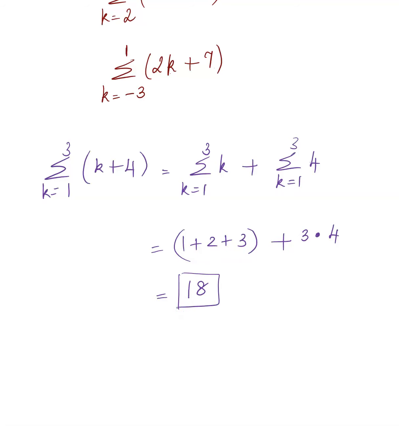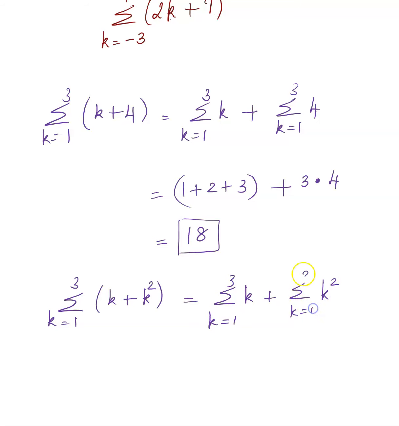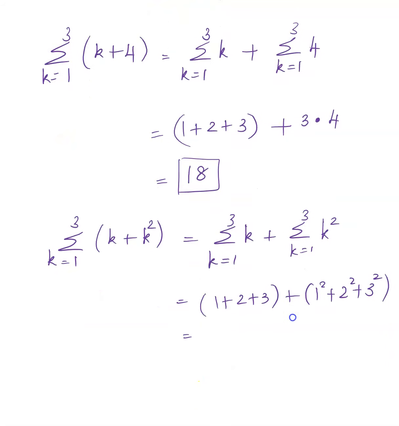Now what if we had to do the summation k 1 to 3 of k plus k squared? Same thing: summation k 1 to 3 of k plus summation k squared, k 1 to 3. So for this you'll have to do 1 plus 2 plus 3, but here you'll have to do 1 squared plus 2 squared plus 3 squared. You need to compute all that to get the answer.